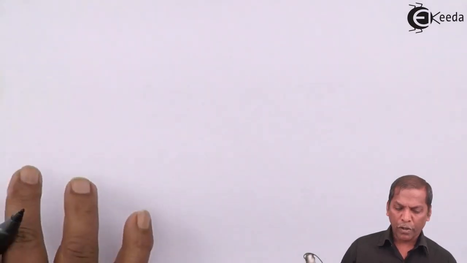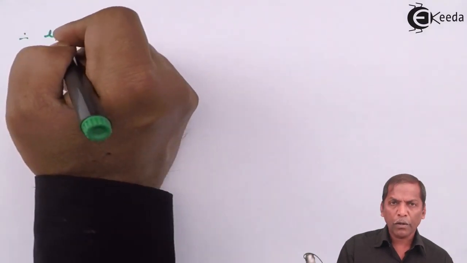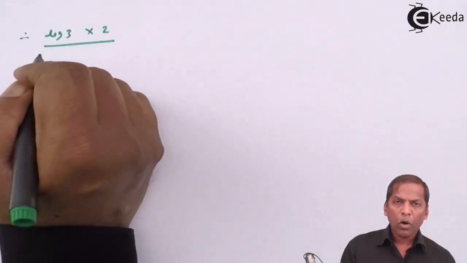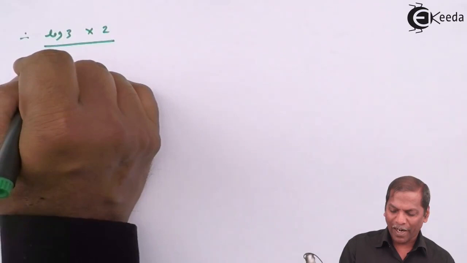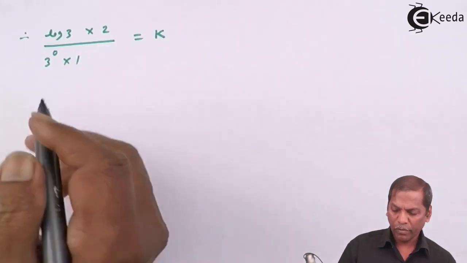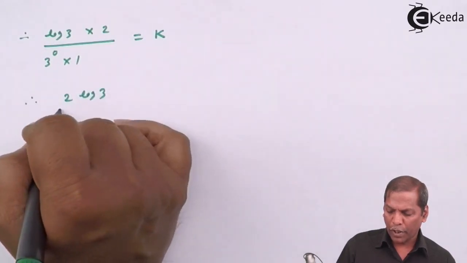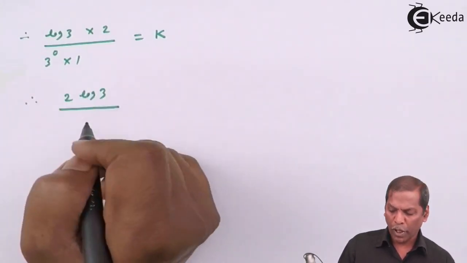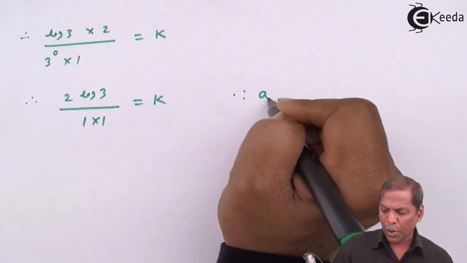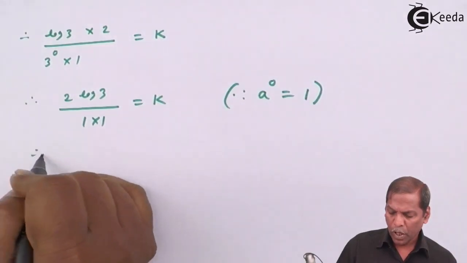On simplifying further, we get the answer that log 3 for the first bracket in the numerator into 2, whole thing divided by 3 raised 0 into 1, is equal to k. So this can be written as 2 times log 3 upon, now 3 raised 0 gives 1, into 1 is equal to k. So here we use the indices rule that a raised 0 is equal to 1.